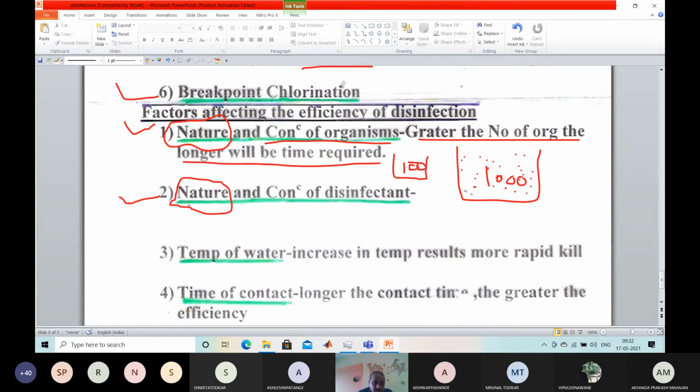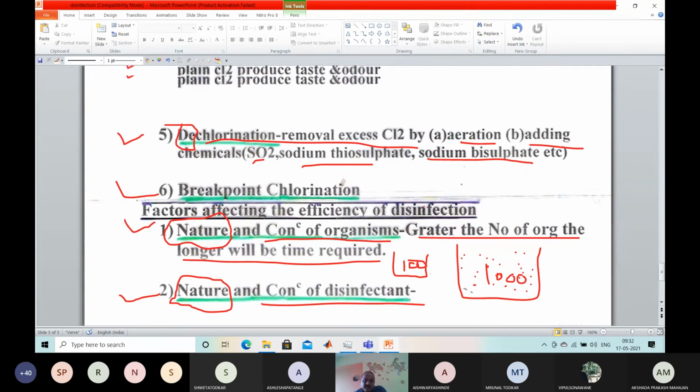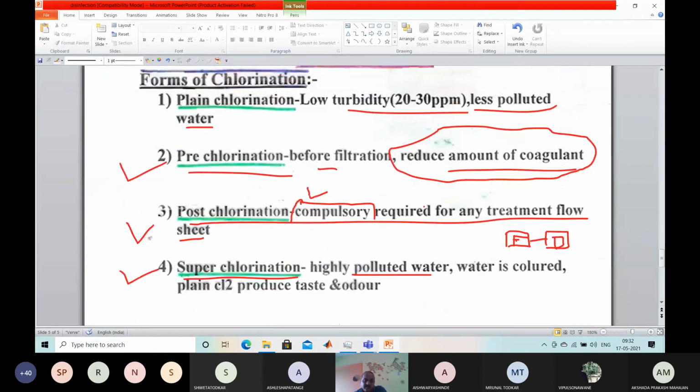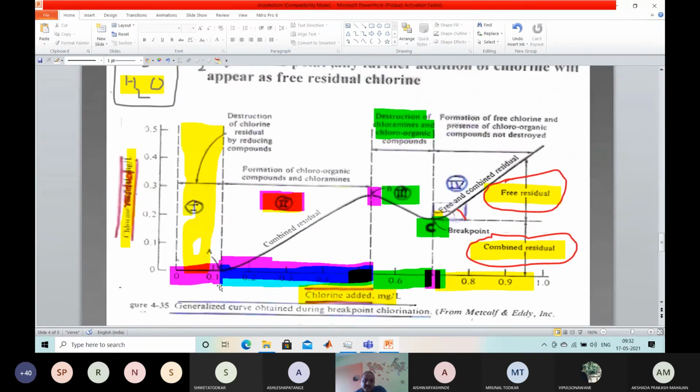Second is how much dose we apply. That is the concentration. How much dose you apply also decides the overall efficiency. If you apply a lesser amount of dose, what will happen? For example, chlorine: if you apply a low chlorine dose, for example 0.2 milligram, or if the chlorine dose is only 0.1 milligram.